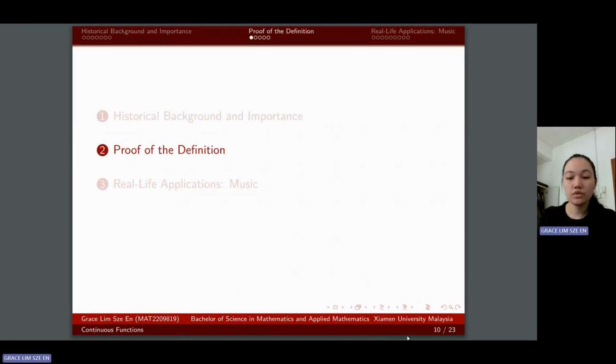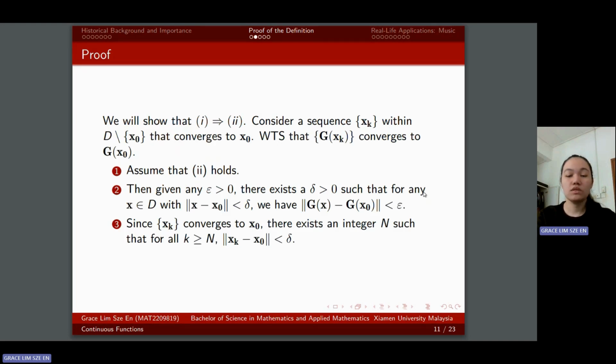Right, so here we're going to move on to a proof of the definition. And basically, what we want to do is show that these 2 statements imply each other. So first, we want to prove the forward direction. We want to show that the first statement will imply the second. So to start off, we consider a sequence x_k within D that converges to x0. And since x0 is a limit point of D, we do not include it in the region where x_k is. And so our goal is to show that the sequence g(x_k) converges to g(x0).